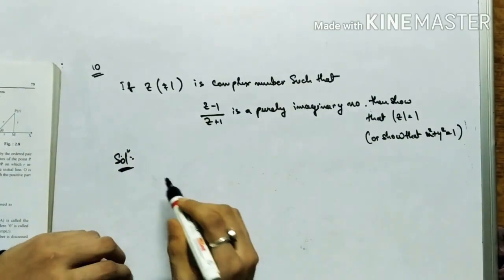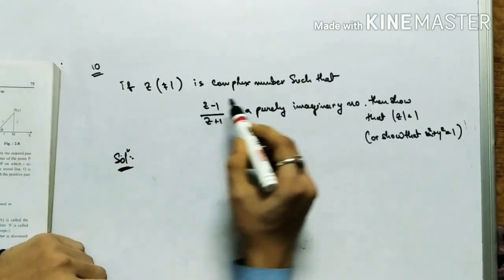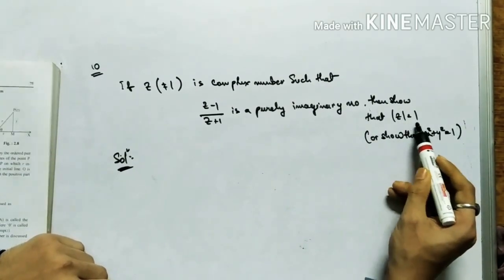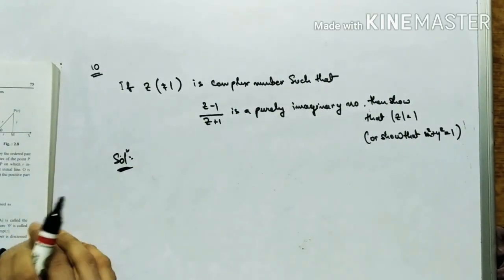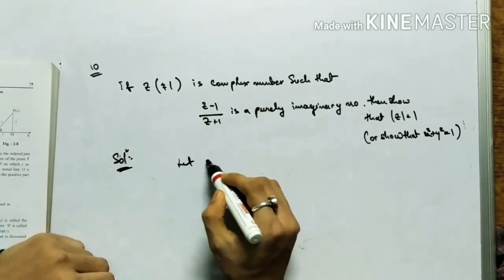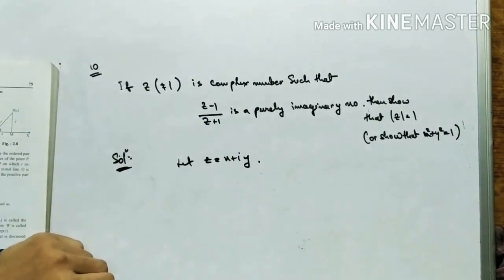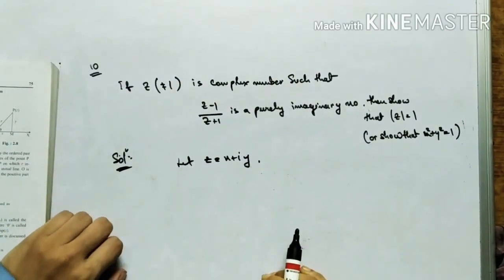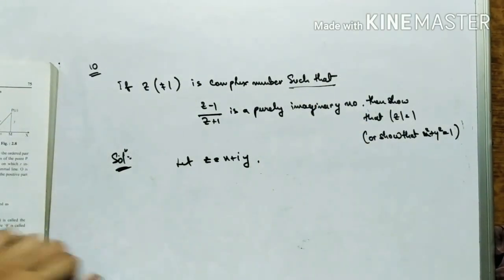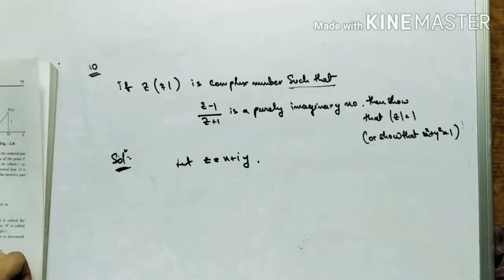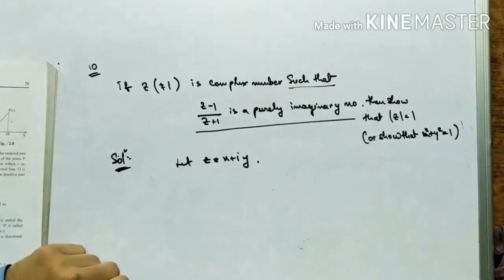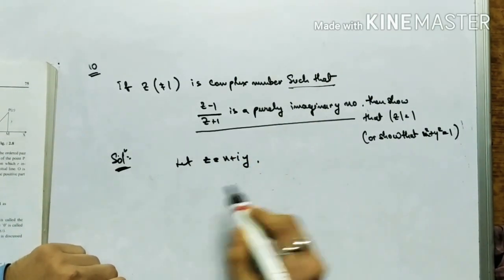So in here you see the solution. z not equal to 1 is a complex number such that (z minus 1)/(z plus 1) is a purely imaginary number, then show that modulus of z is 1. First of all, I will take let z is equal to x plus iy, such that this is a purely imaginary number.